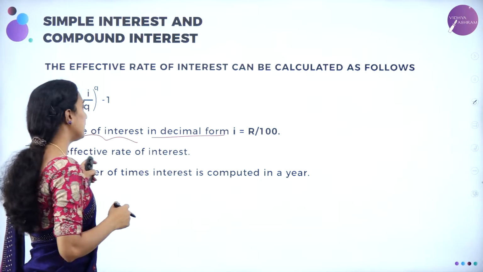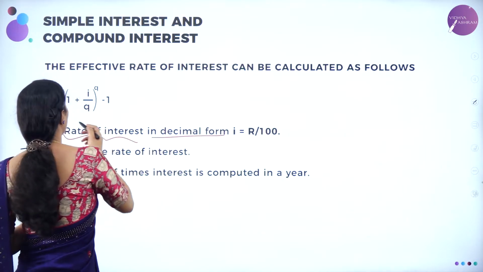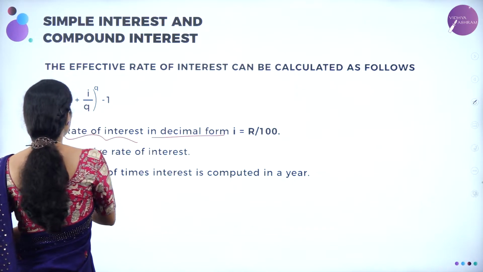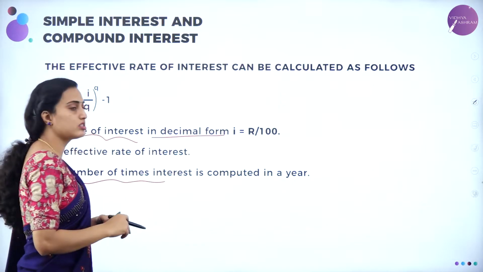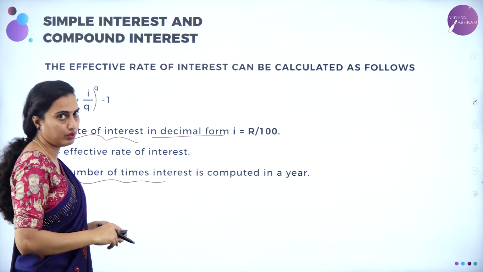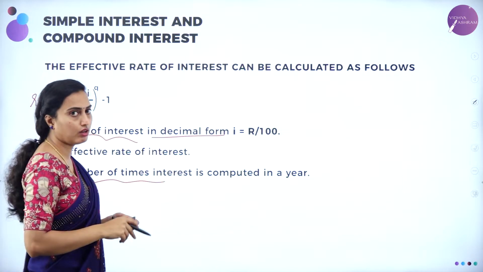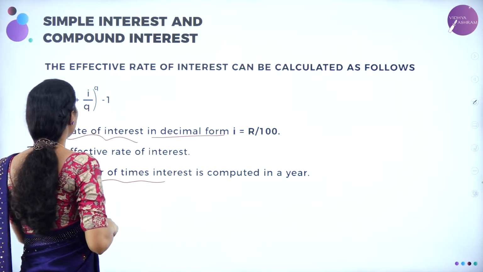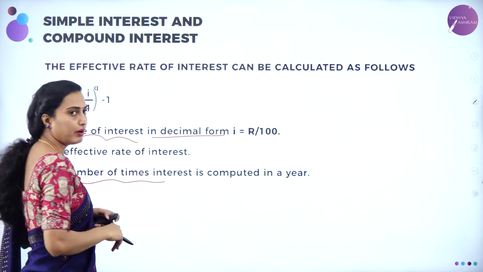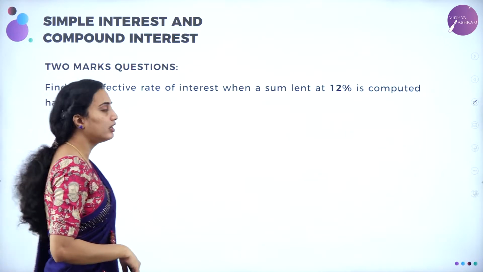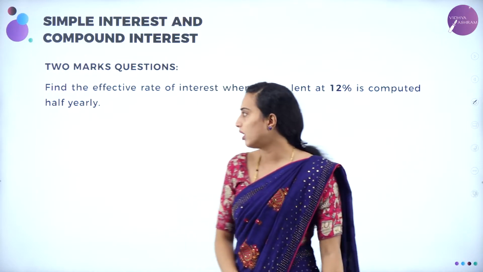And then small r is nothing but the effective rate of interest. And Q is equal to the number of times interest is computed in a year. So here this small r is equal to (1 plus I by Q) to the power of Q minus 1. Understood? Yes. We'll move on to the questions, how to solve.